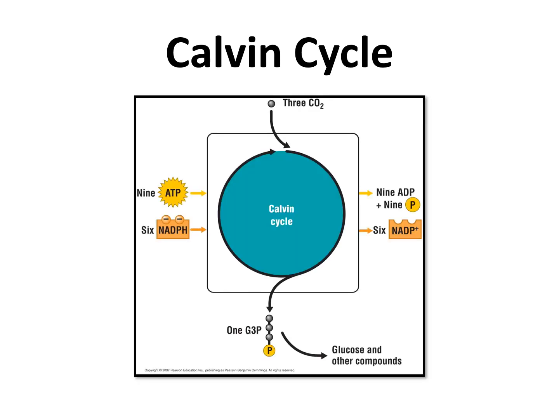So this is an image of the Calvin cycle, and again, it requires the carbon dioxide. It also uses the products of the light-dependent reactions, the ATP, the NADPH, and you go through a cycle to generate glucose.